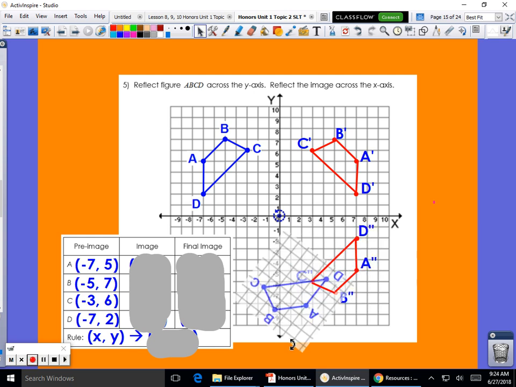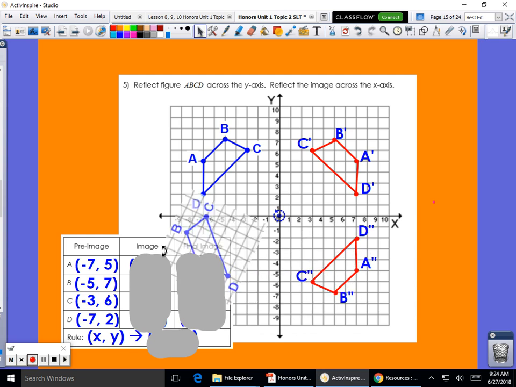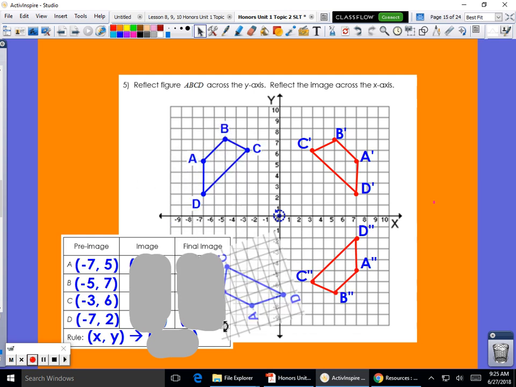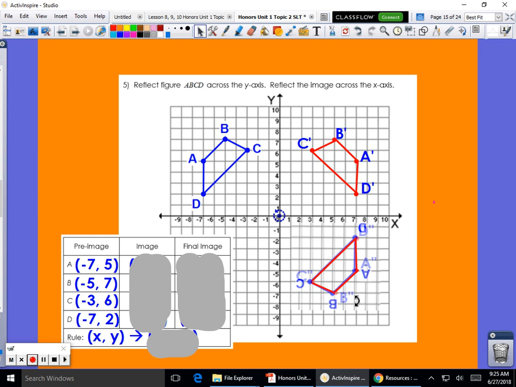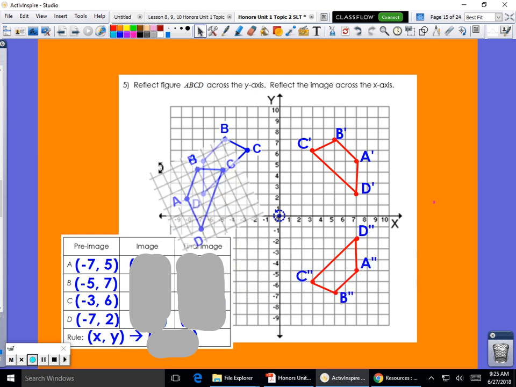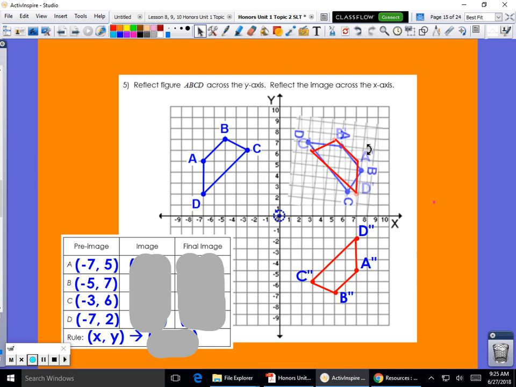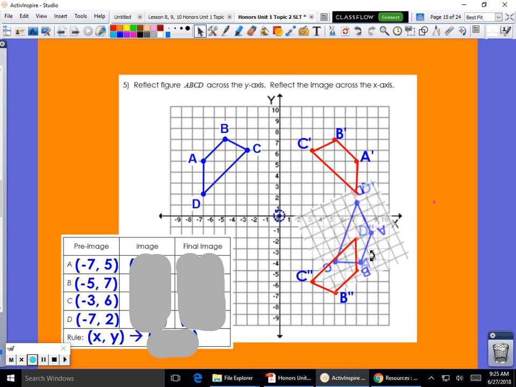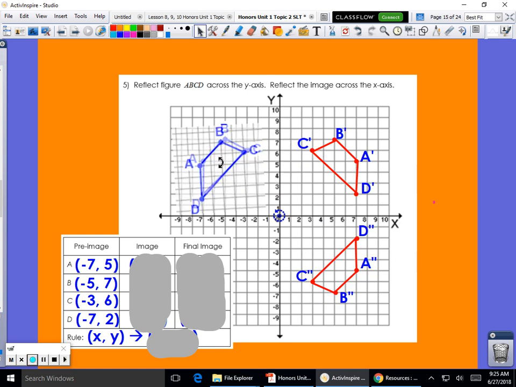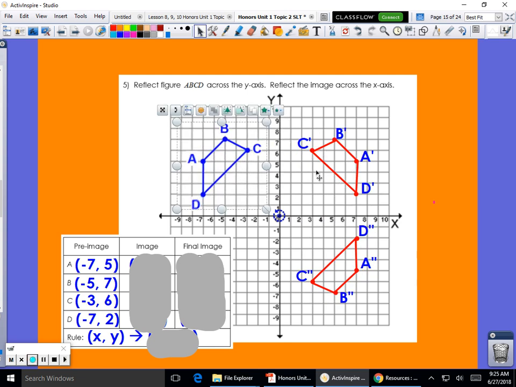Okay, so how much did I rotate it if I went one quadrant, two quadrants? I rotated a whole 180 degrees. Now that was counterclockwise. If I go clockwise, 90 degrees, 180 degrees, and it matches right up. Okay, so reflecting over the x-axis and the y-axis gets you to the same place as rotating 180 degrees about the origin.